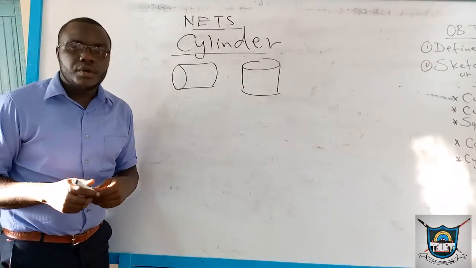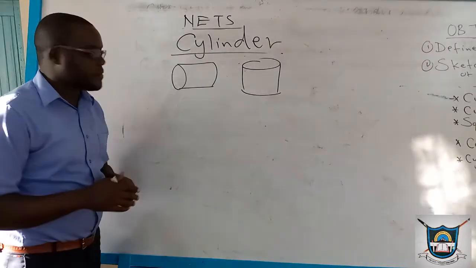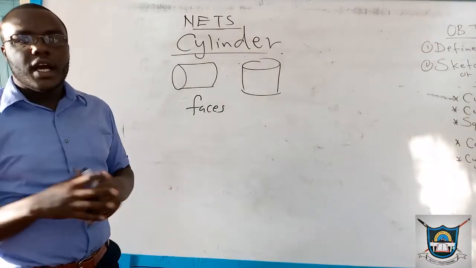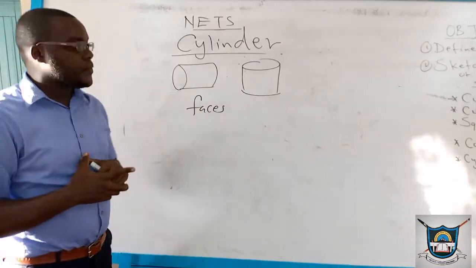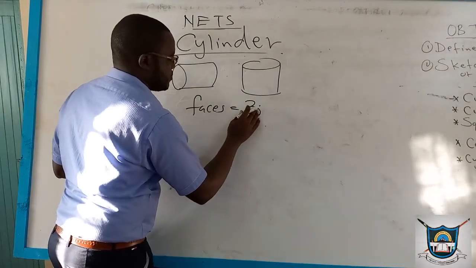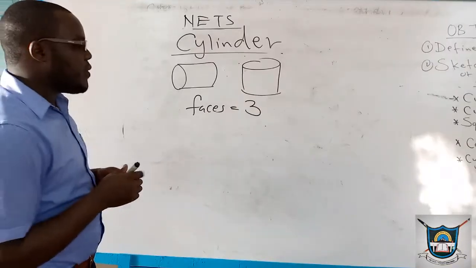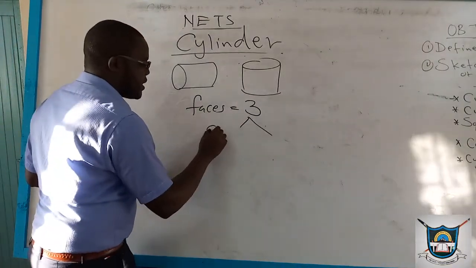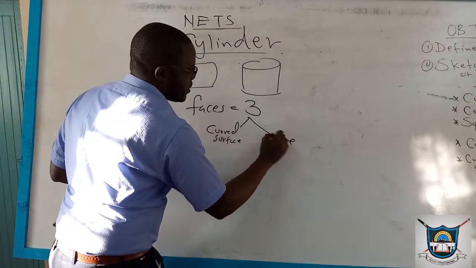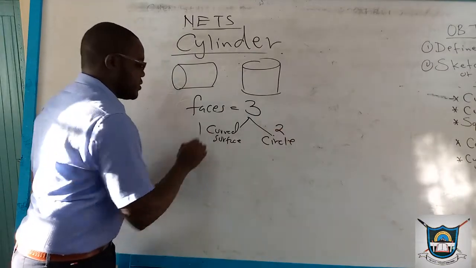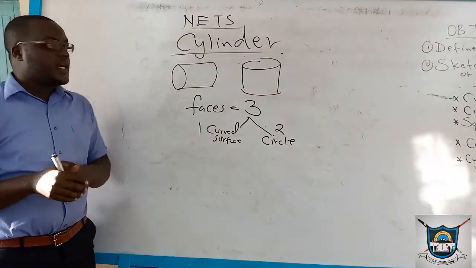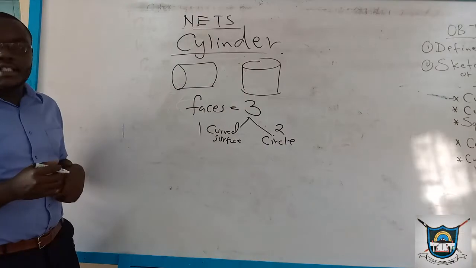So step 1, we always start by defining the faces. How many faces do we have in a cylinder? We can say there are 3: one is a curved surface, the other 2 are circles. So 1 curved surface and 2 circles. We shall start by drawing the curved surface.